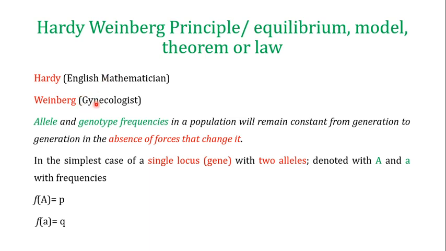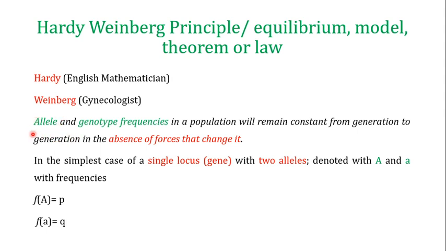They defined this principle as follows: the allele and genotype frequencies in a population will remain constant from one generation to another in the absence of forces that change them. What they mean to say is that if these forces are absent, and we will discuss the forces at the end of this lecture, the allele and genotype frequencies will be constant in a particular population from one generation to another. Two terms are important here.